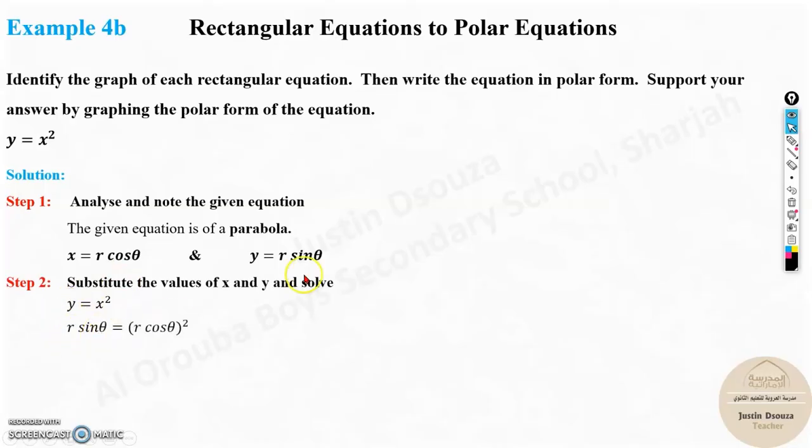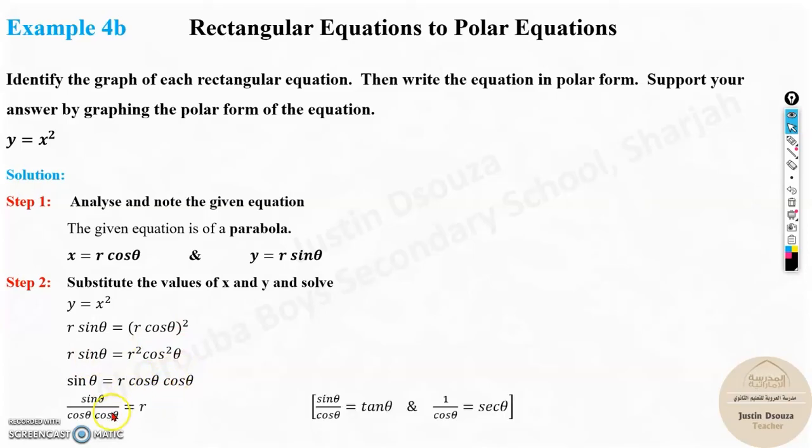Here y is r sine theta, x is r cos theta. Square the right side, you'll get r square cos squared theta. So now you can cancel this r, divide both the sides by r, this cancels. Over here only r will remain. Or you can bring this r to the other side, it will be the same thing, only one r remains. Now cos squared means it's cos into cos. So take it to the other side. It will be sine theta divided by cos theta into cos theta equals r. But we know sine by cos is tan and 1 by cos is secant. So simplify them.